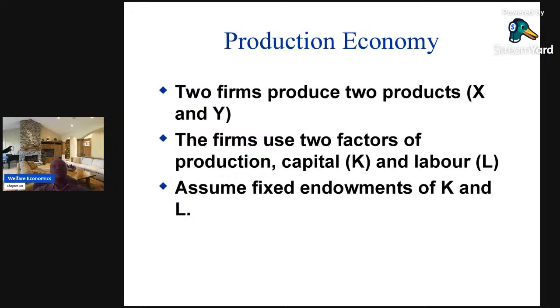Production economy yeroo deebinee dhufnu, in production economy to produce goods and services we have X and Y products. On the other hand, the factors of production that we use to produce product X and the product Y are labor and the capital. Assumption in Kenya kana jechuudha.